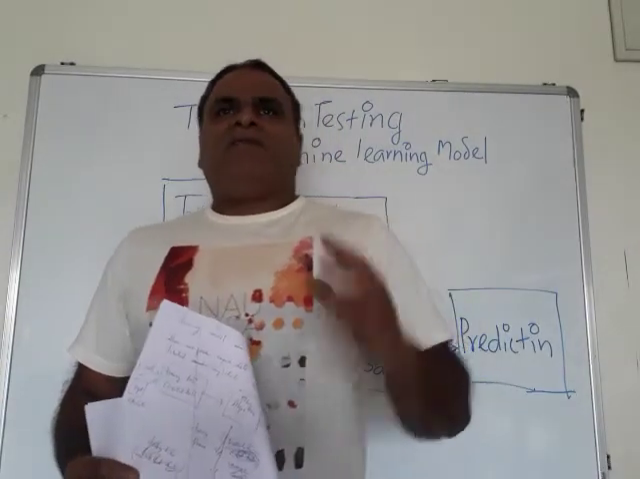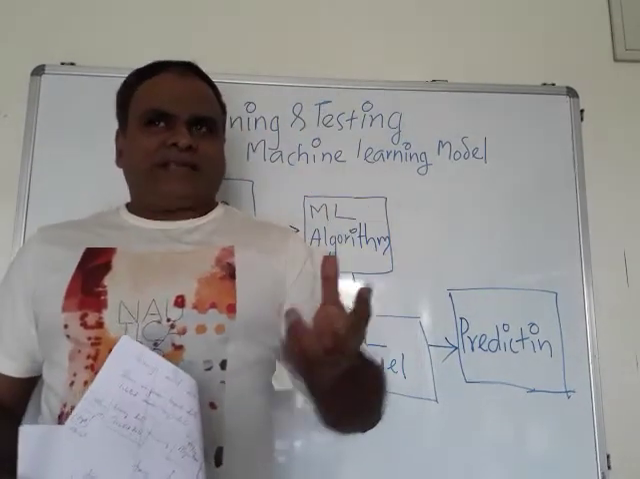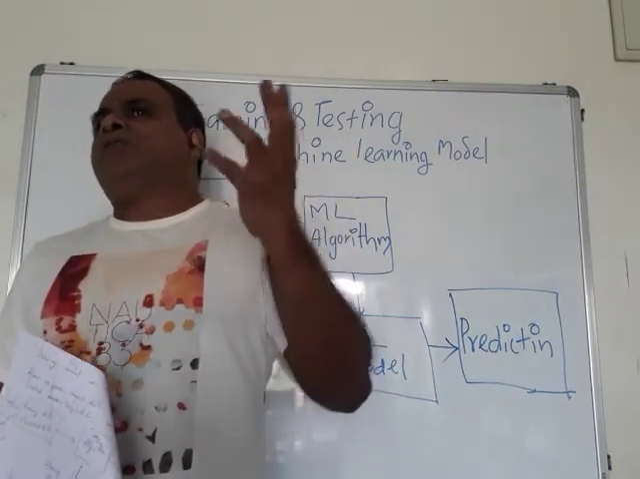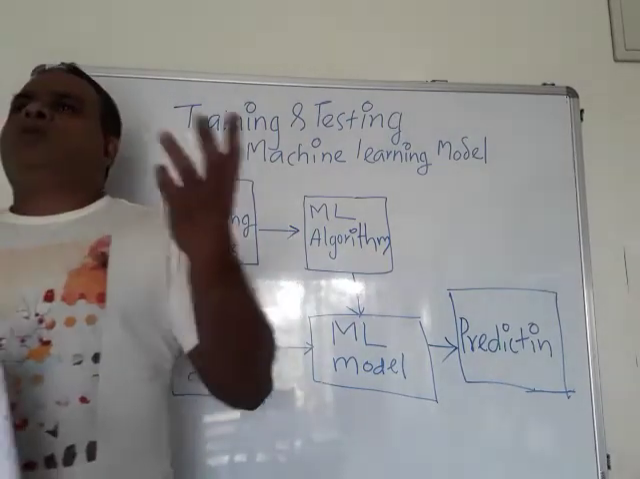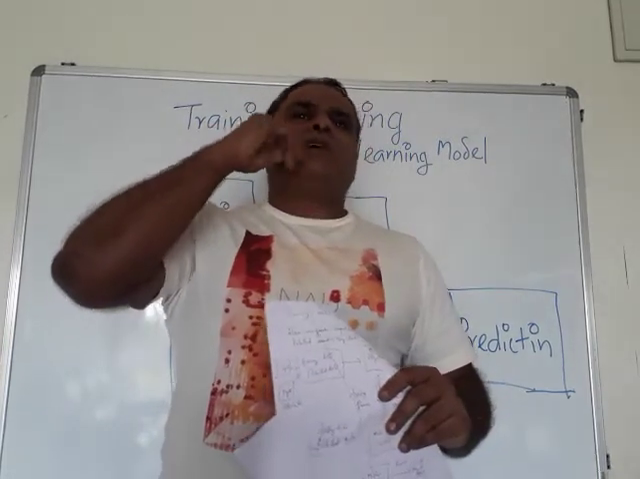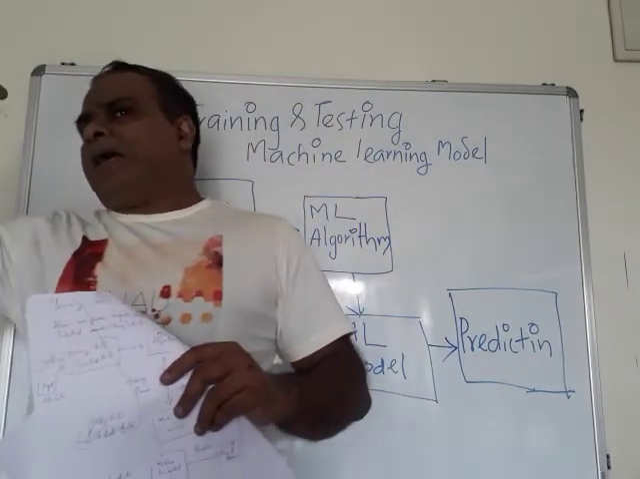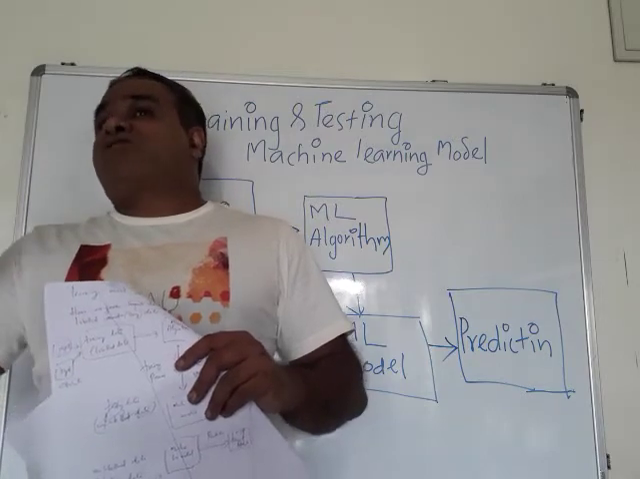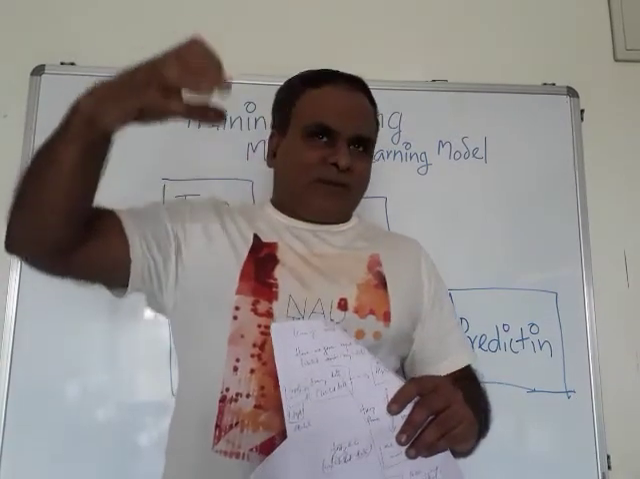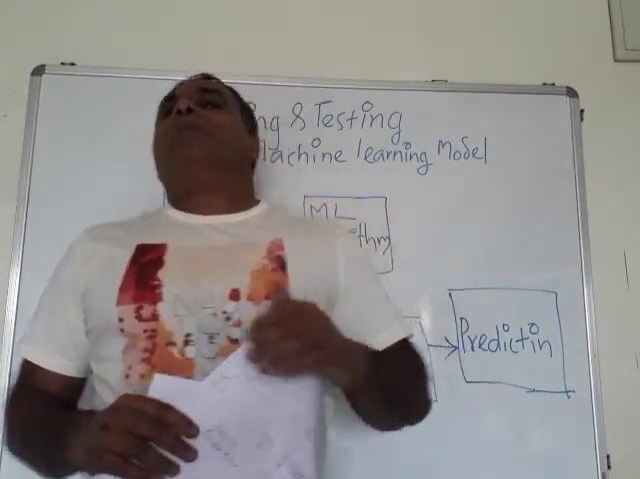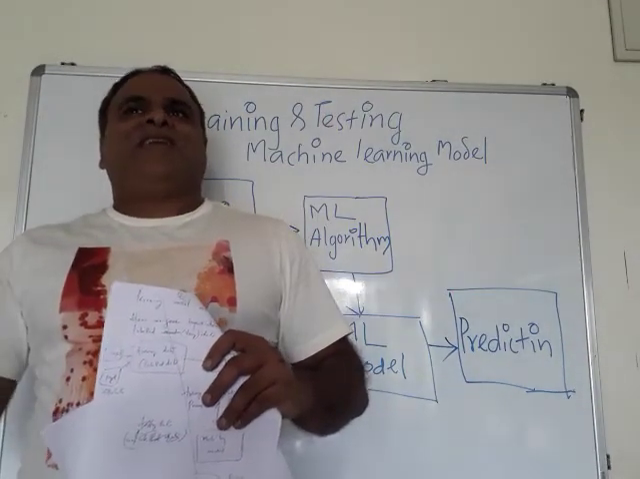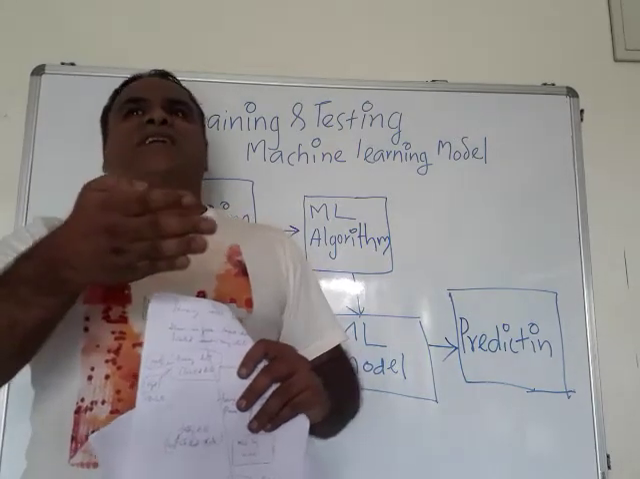In the same way, we can give labeled data to a machine learning algorithm. Those are all mathematical steps. You know what an algorithm is. So when we give this labeled data to a machine learning algorithm, we can train it so that we can come up with a machine learning model. This machine learning model we will test. We will test it with unlabeled data.